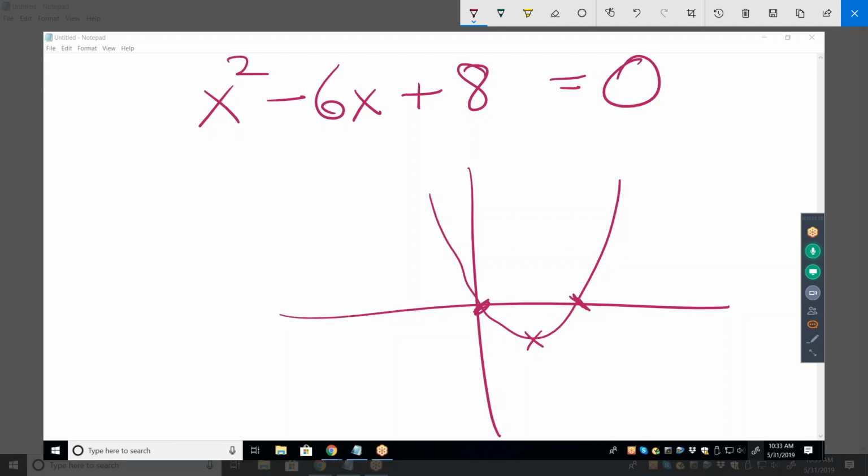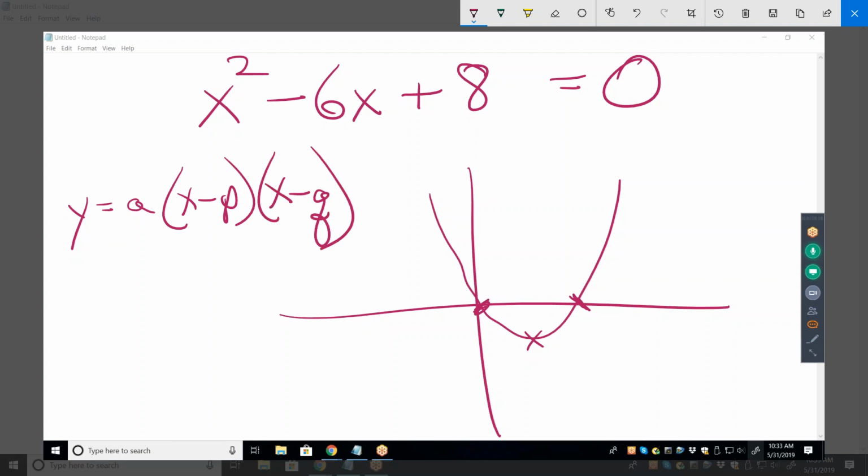And if I can factor this quadratic into x minus some number times x minus another number, that's intercept format. In other words, intercept format is y equals a times x minus p times x minus q, where p and q are the x-intercepts. Now, I can see, I'm going to do it fast, although, I don't know, maybe you should do it. Factor that quadratic.